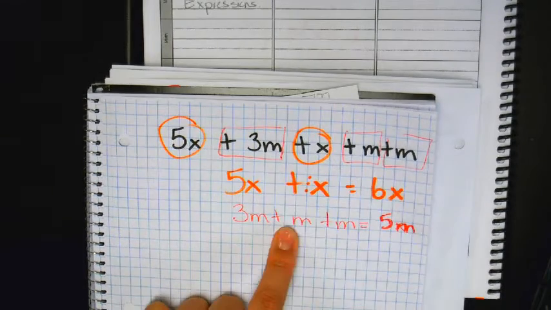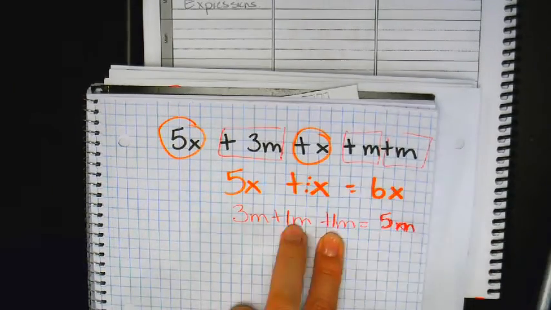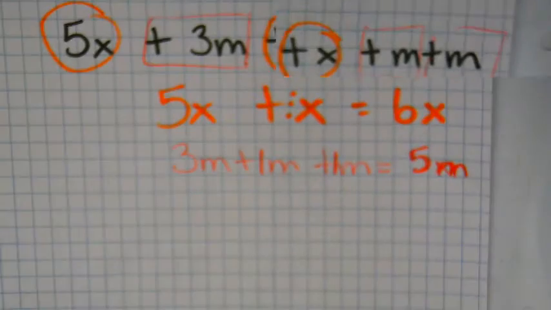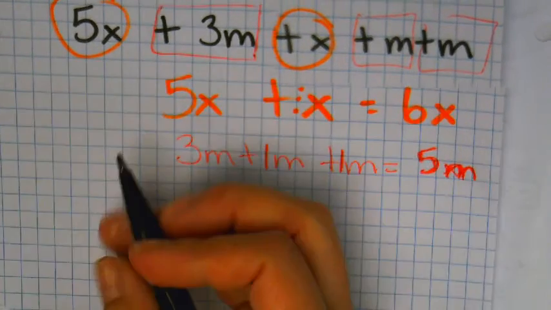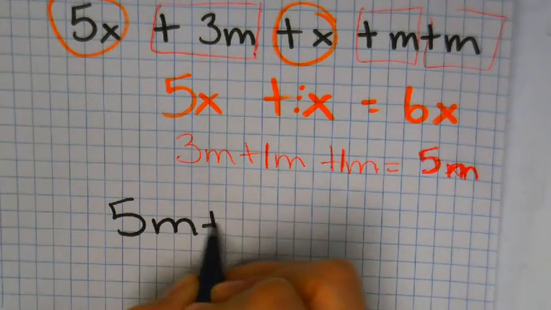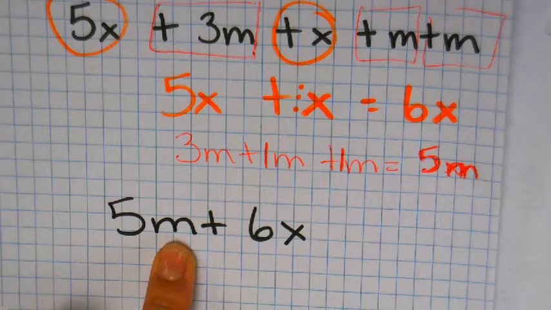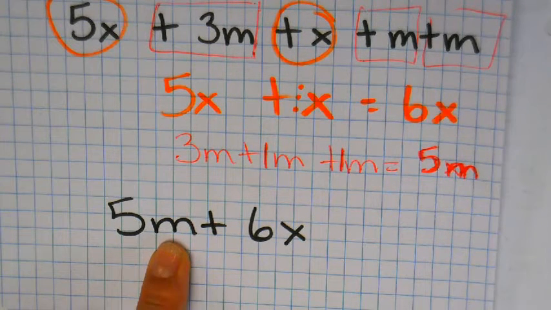Because there's an invisible 1 here, and there's another invisible 1 here. In algebra, we don't write them. We just know that they're there. Now, our final answer is 5m plus 6x. Why did I put the m first? Alphabetical order. Are we okay?